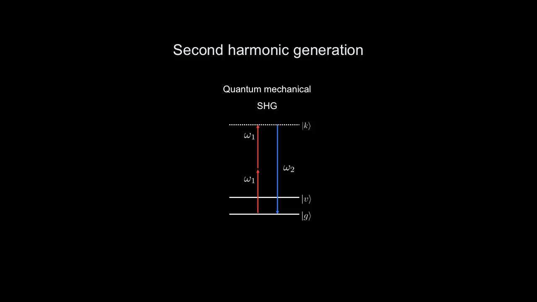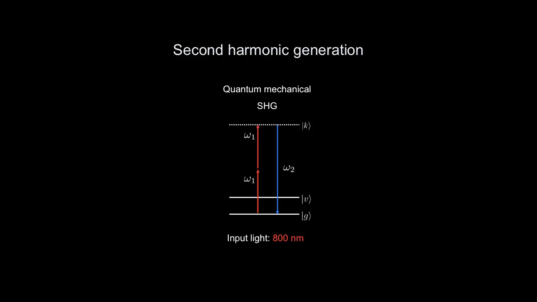It's really a process where two photons interact through a virtual state. Please keep in mind that this is not an absorption process. There's no absorption involved, so it is just the interaction of these two photons, and then one photon at twice the frequency is generated. So twice the frequency means half the wavelength.